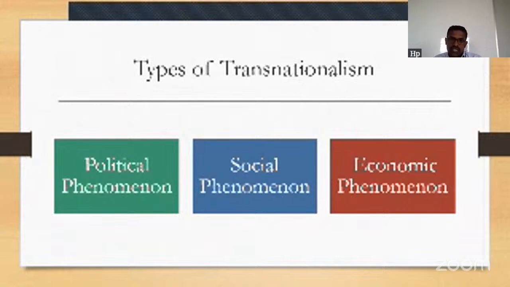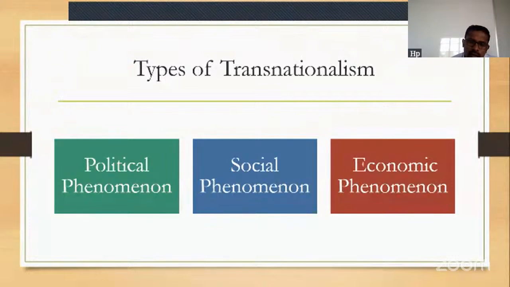Family, marriage, class and caste system. That is how the social phenomenon takes place in types of transnationalism. When you say economic phenomenon, how far it impacts the economy of the home country and host country. So these are three types of transnationalism, or ways of looking at transnationalism from different aspects. When a sociologist looks into this phenomenon, they look at how people are connected to their family, their cultural system, and their family functioning and everything.